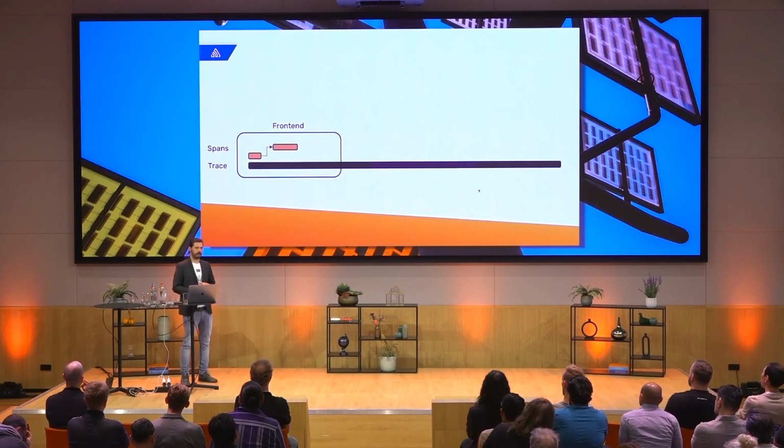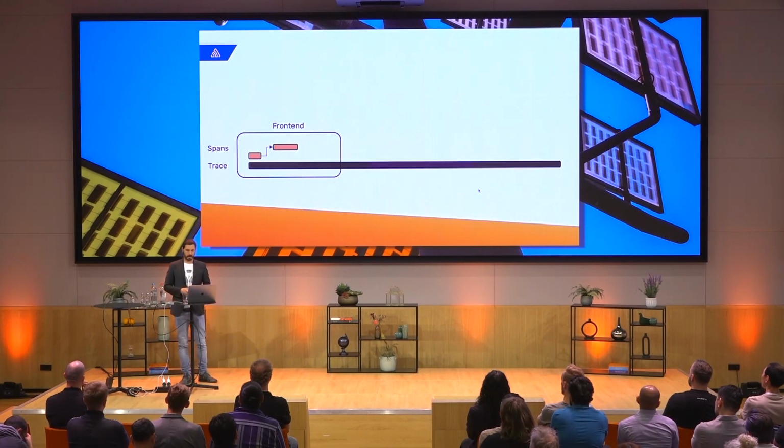Each span gets a unique span ID, and each trace, of course, has its own ID as well. The root span here is the only one without a parent. All the other ones are basically created from that root span.